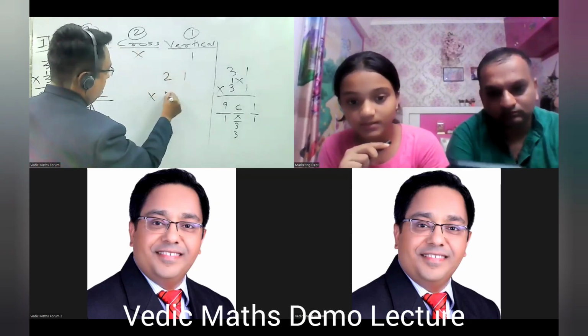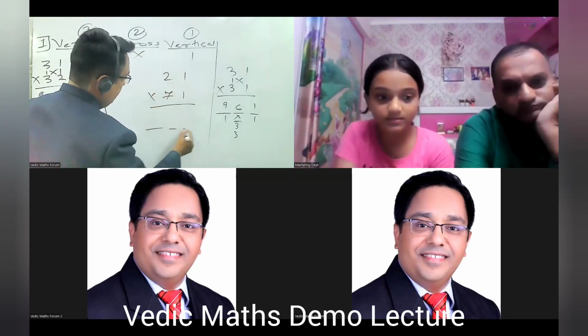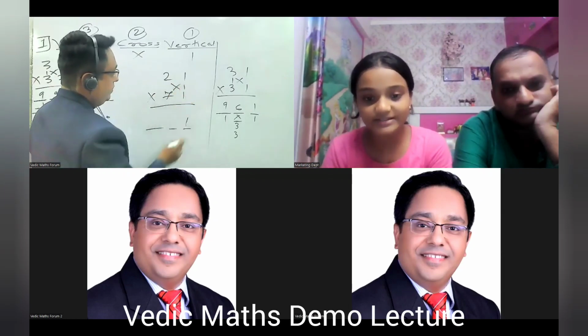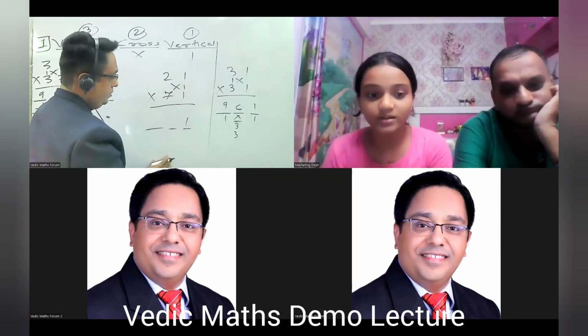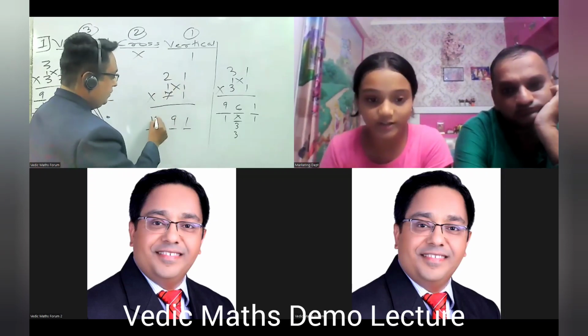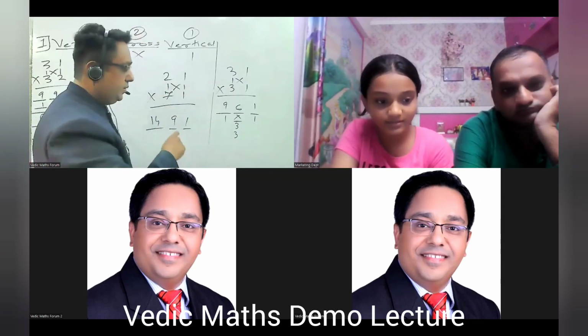Next question. 21 into 71. Now tell me. 1 ones are 1. 7 ones are 7, 2 ones are 2, equals 9. 7 twos are 14. Absolutely. So 1491. Super beta. Excellent.